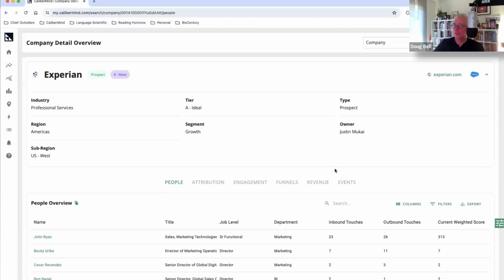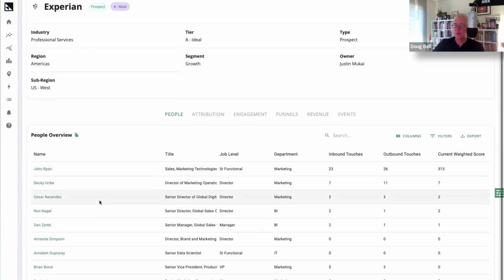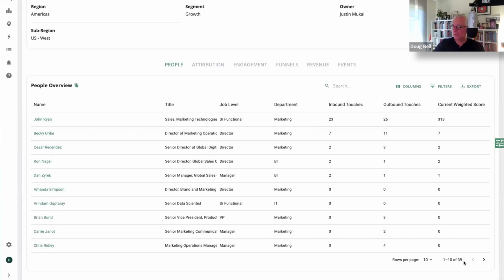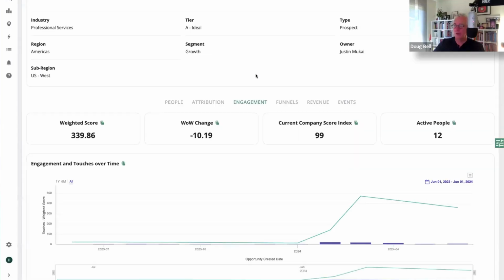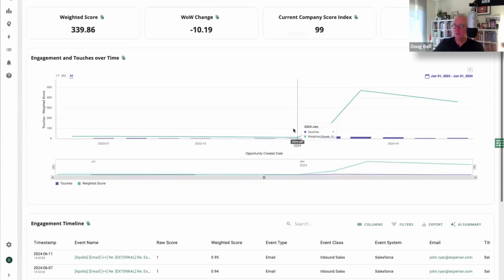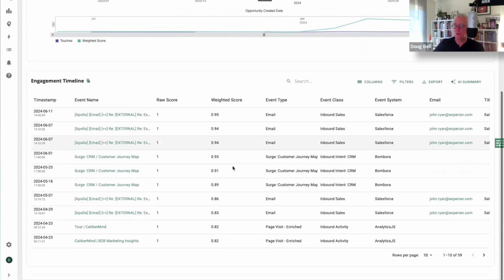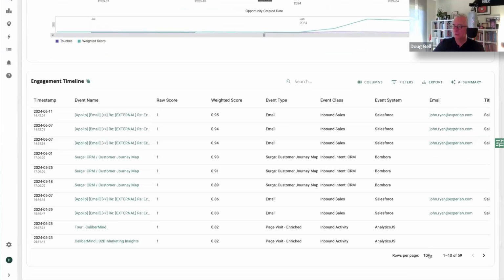Amazing organization. And what I'm showing off right now is all the people that were involved in a deal cycle. And as you can see here, there's a couple more pages of people. So a lot of people involved in the deal cycle. And another way to look at this is all of the engagement that's occurred over the deal cycle itself.